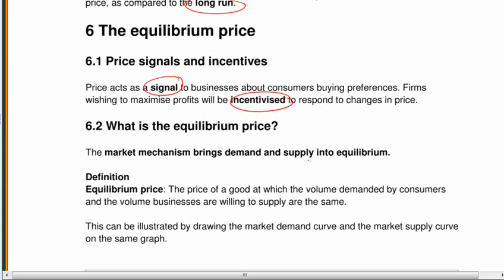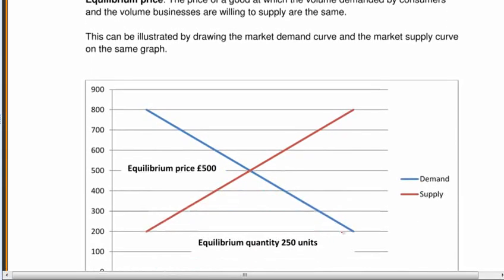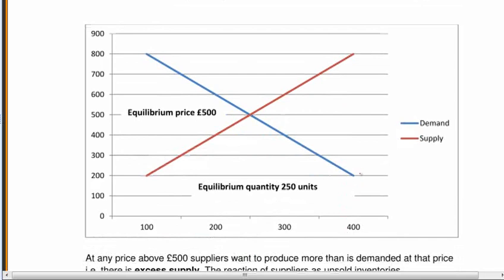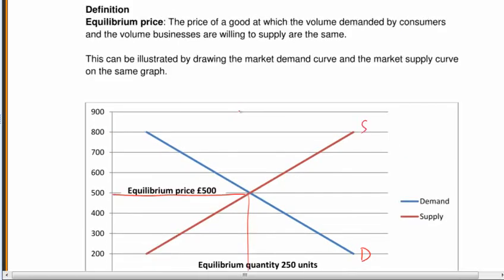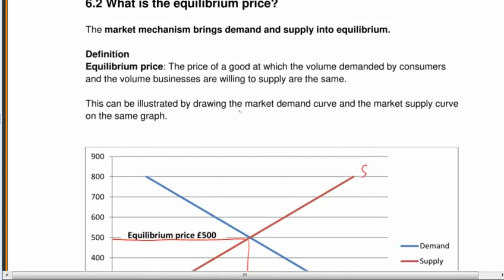Now, what's going to happen? Let's just look at it on this diagram first. Where you bring demand and supply together, and where they intersect, will be what we call an equilibrium. So what we've got in this diagram is an equilibrium price of £500 and an equilibrium quantity of 250 units. So equilibrium means where the market is in balance. The volume demanded by consumers and the volume businesses are willing to supply are the same.